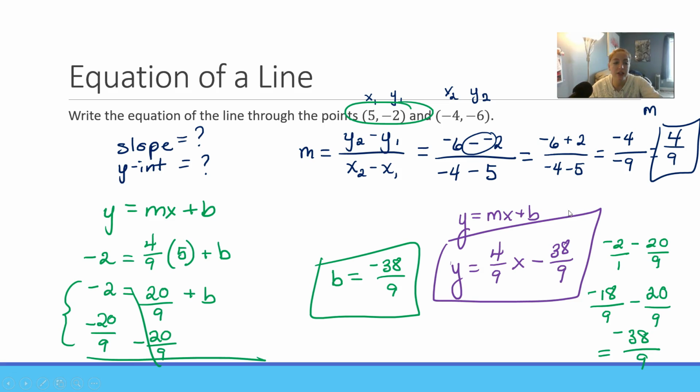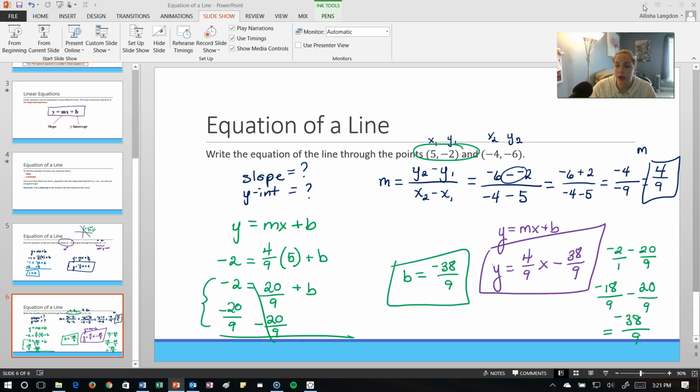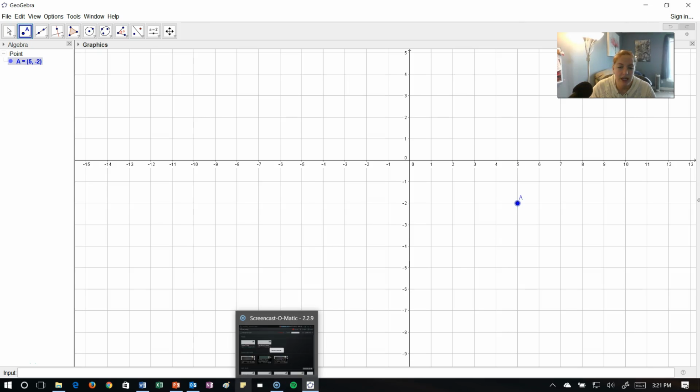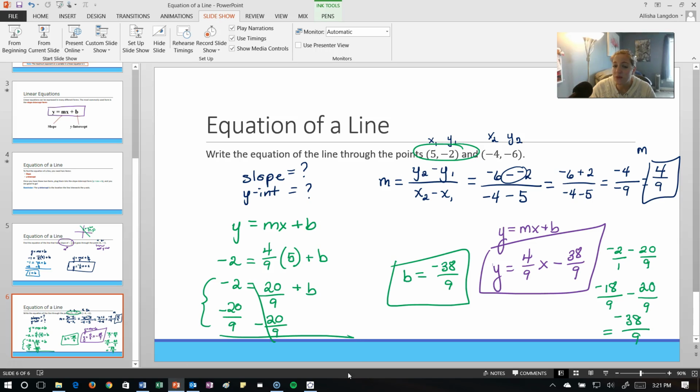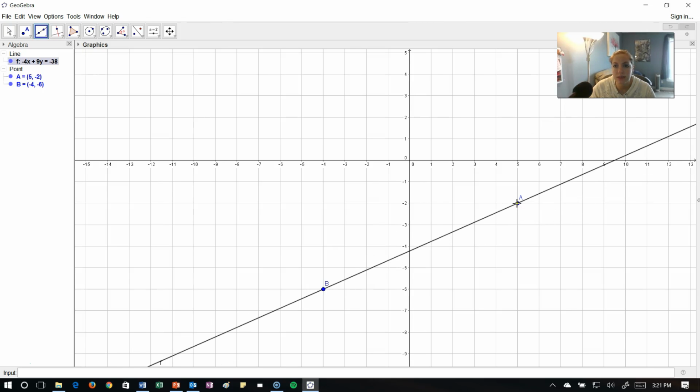Now you could go ahead and use Geogebra as well. I'm going to show you just using this problem just to demonstrate. All you've got to do is plot your points. So we have 5, -2. So again, grab our point, 5, -2. And the other point was -4, -6. Connect those lines. So I'm using the line tool here. Click on the 2 points. Remember, if that line tool isn't showing up, just click the down arrow and select line.